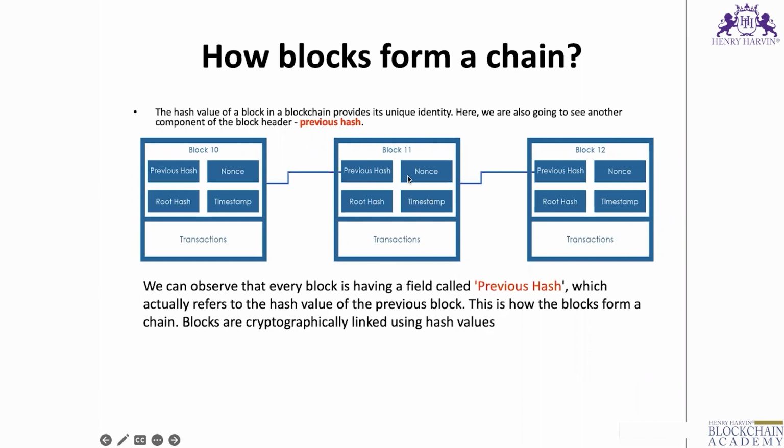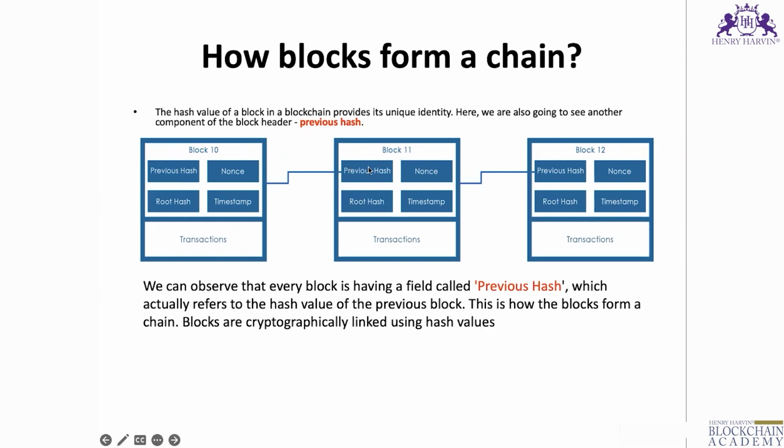And the timestamp of block, I am talking about block number 11. In block number 11, there is a timestamp field. In the timestamp field, the time at which block number 11 has been created, at what time this block has been created, that information is stored over here. And what is nonce? Nonce is a random number. That value is set or updated by the miner node of block number 11.